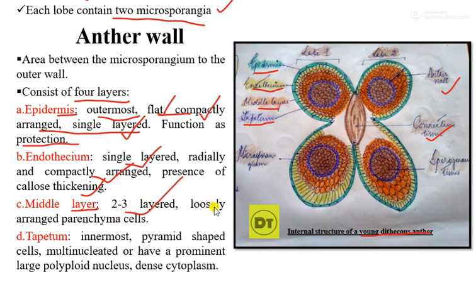Okay, how are the cells arranged? The cells are arranged loosely. They are not compactly or tightly arranged. They are arranged loosely, and the cells are parenchyma cells. Okay, now one last layer remains outside the microsporangium. Which one? This purple colored layer.